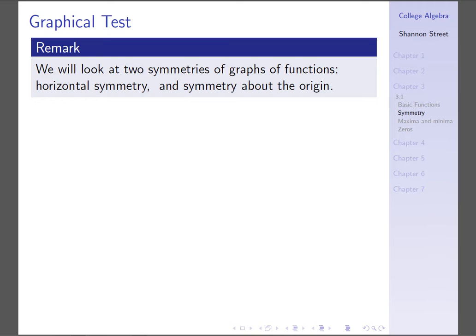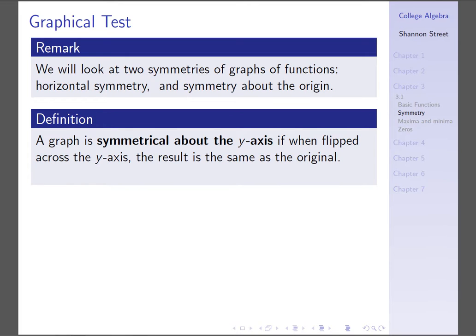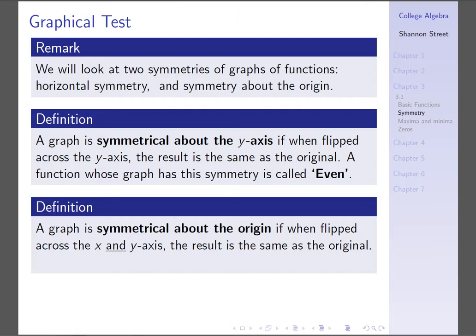For instance, our x squared, our quadratic or squaring function, is symmetrical, as we would say, with respect to the y-axis. That is to say, if we were to flip it across the y-axis, if we grabbed the page at the two ends of the y-axis and spun it 180 degrees, the graph that we end up with will look exactly the same as the one that we started with. This type of function, one that is symmetrical in this way, is often called an even function.